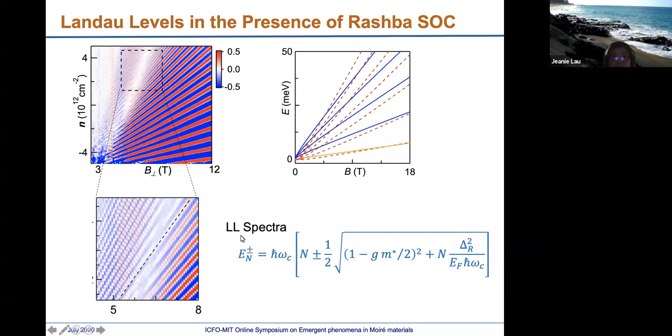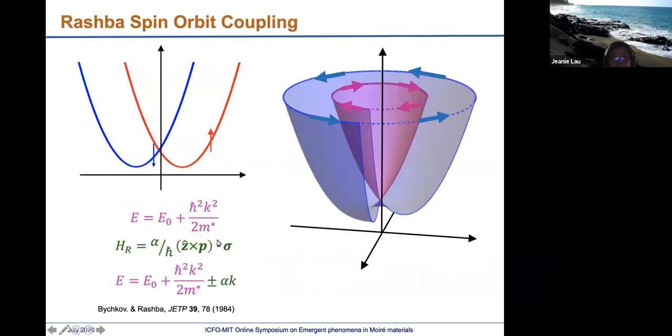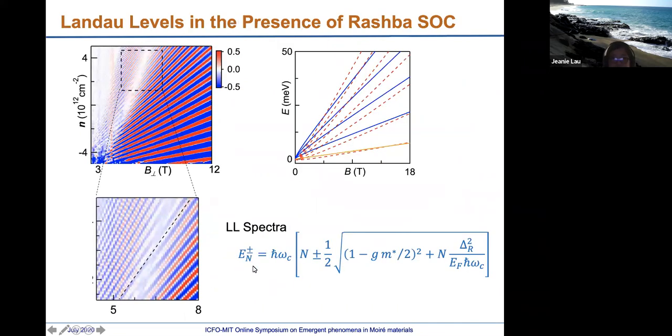Actually, Rashba in the original paper solved this in the presence of a magnetic field, and this gives us the Landau level spectra. So here we plot this Landau level spectra, one for the spin up band and the other for the spin down band.